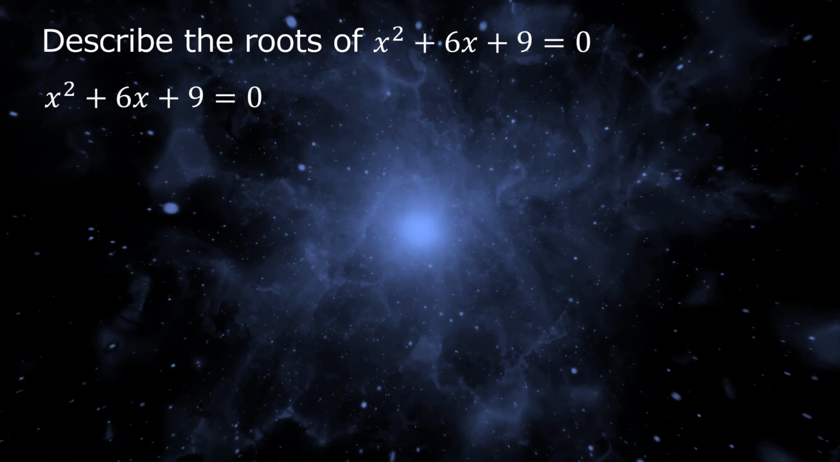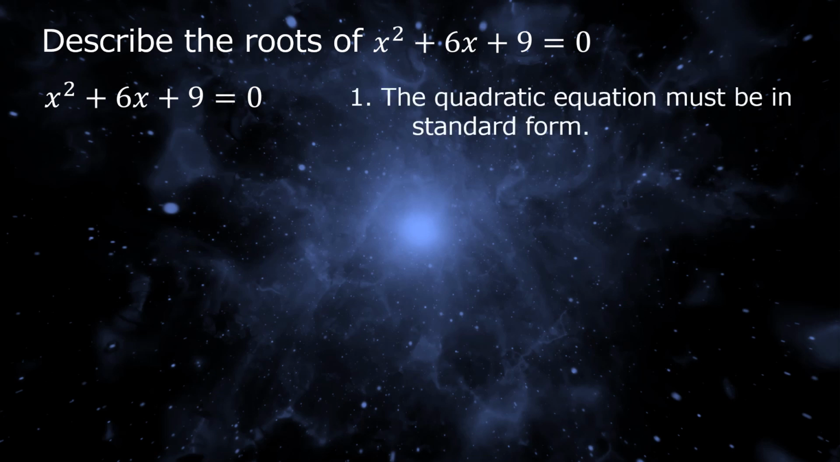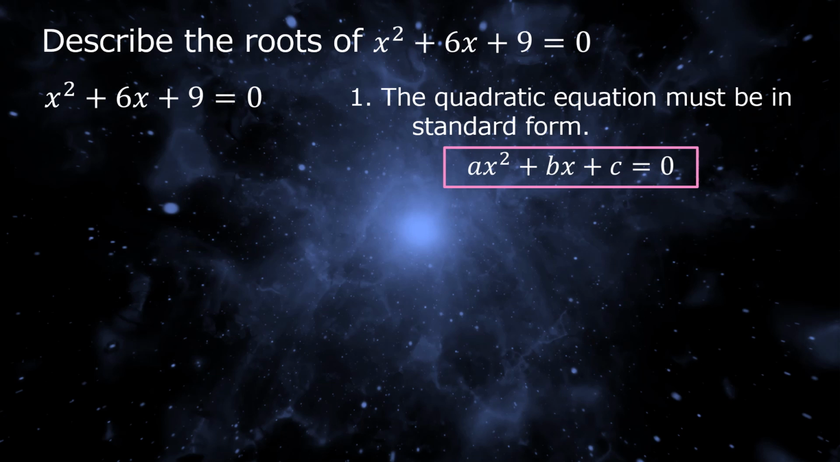So, una, ang gagawin natin is to bring down yung quadratic equation. So, first step, the quadratic equation must be in standard form. Standard form is yung ax squared plus bx plus c is equal to 0. So, since ang ating quadratic equation sa unang example ay naka-standard form na, proceed na tayo sa second step.